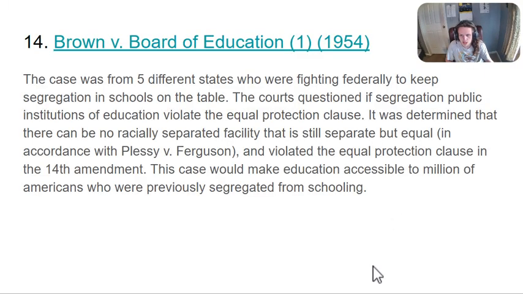In Era 5, we go into the Warren Courts. Case number 14 is Brown versus the Board of Education, which is the first case in this series. It was decided in 1954. This case was from 5 different states who were fighting federally to keep segregation in schools on the table.